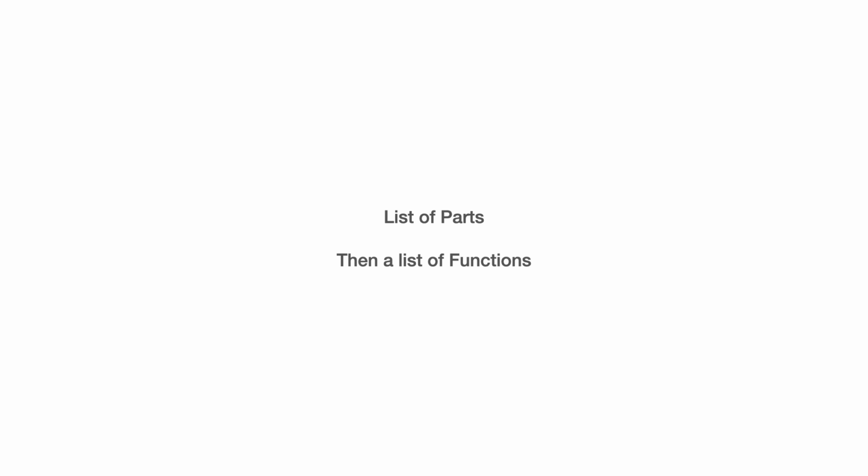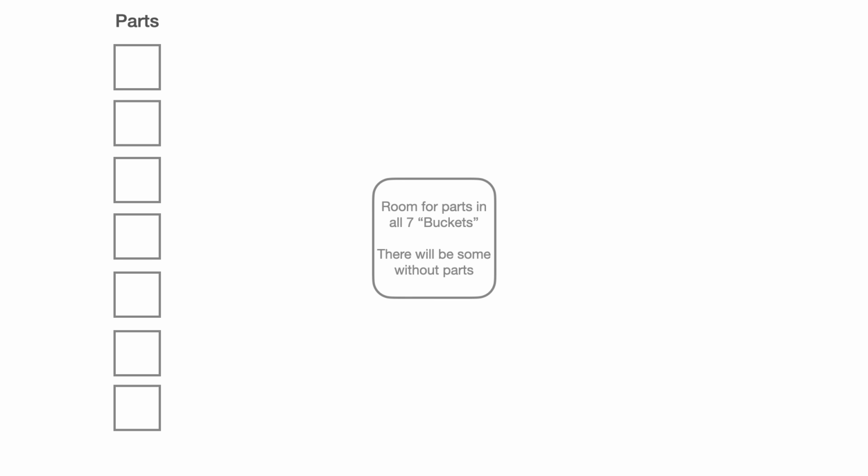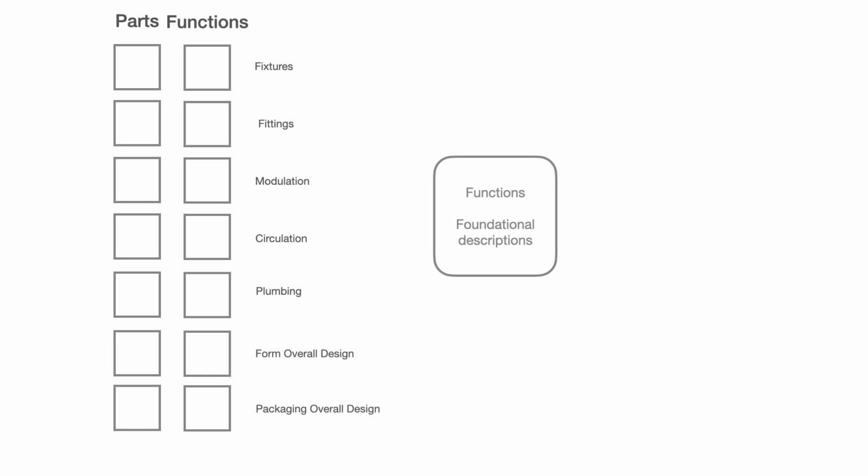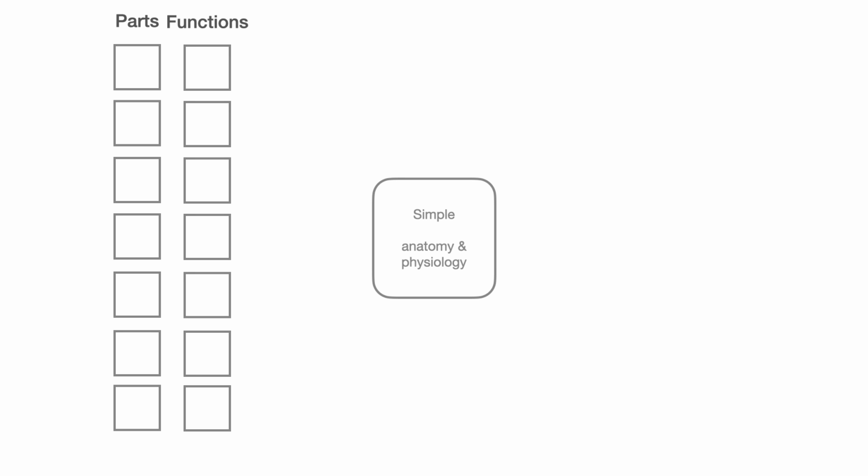I describe anatomy and physiology here very simply with a list of parts and then a list of functions. We've got 7 buckets for basic design parts. Sometimes they're not going to have parts in them, and that's totally fine. And then we've got a list of functions. It's kind of easy, these are always the same. So that is your simple anatomy and physiology for the basic design.